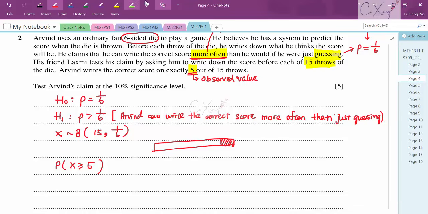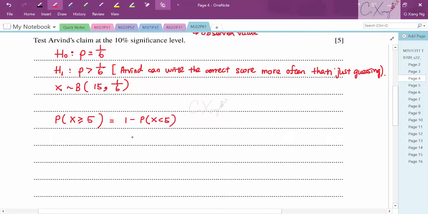Then now we are going to start with the calculation. For x greater than or equal to 5, by using the binomial distribution, you can take 1 minus the probability of x smaller than 5. So to calculate this p-value, I have to apply the binomial distribution starting from x equals 0. So x equals 0 means that I'm having 15C0, 1 over 6 power 0, and then 5 over 6 power 15.